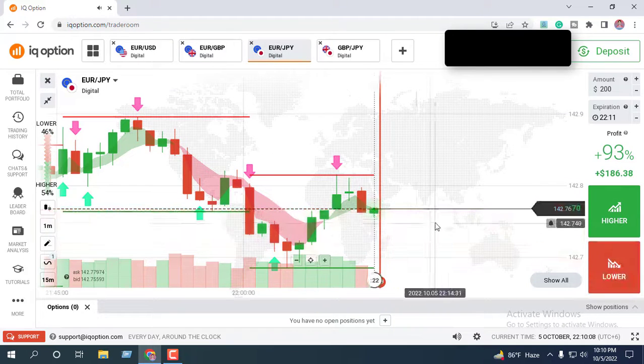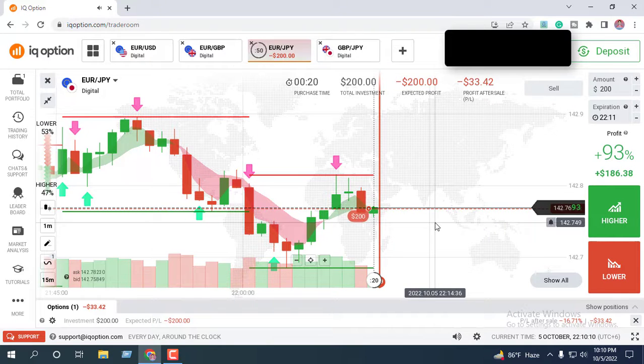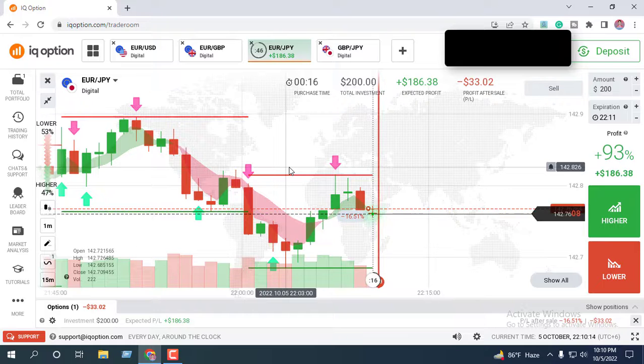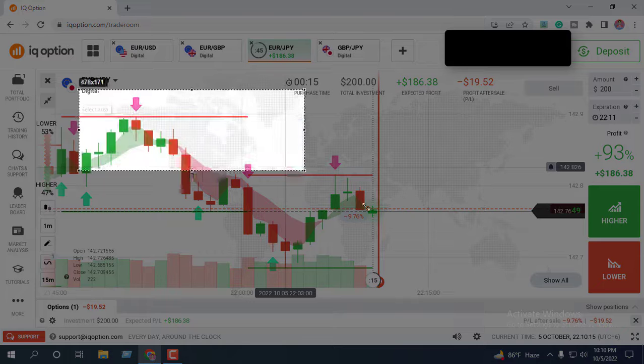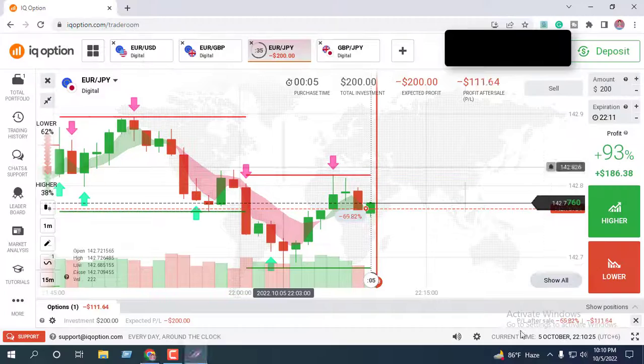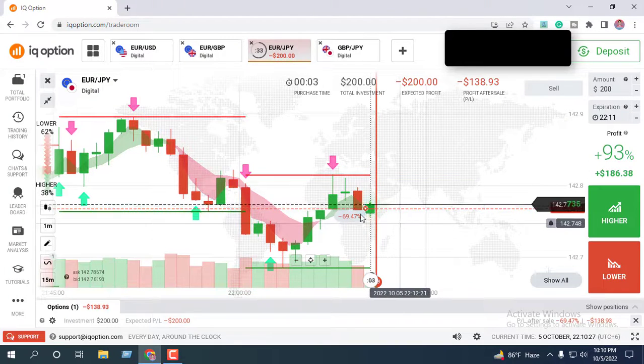Here is a down trade for 1 minute. Why do I place this trade? Because this is a strong resistance level. So let's see the result.